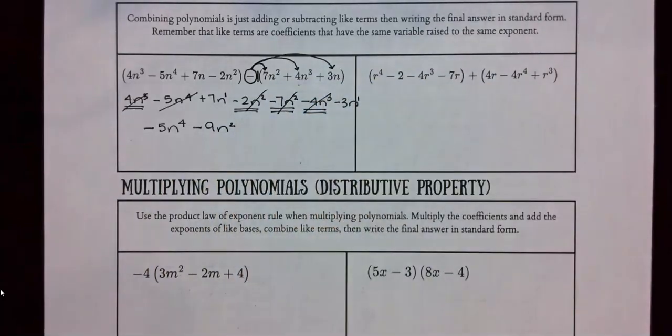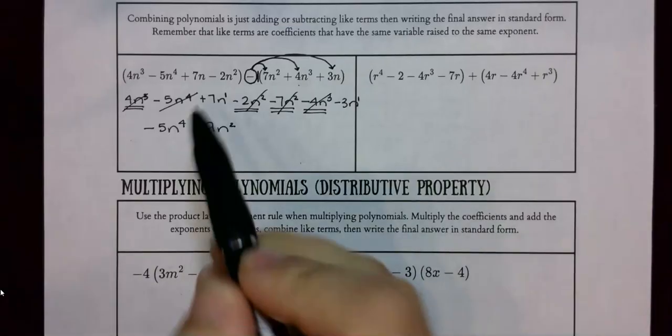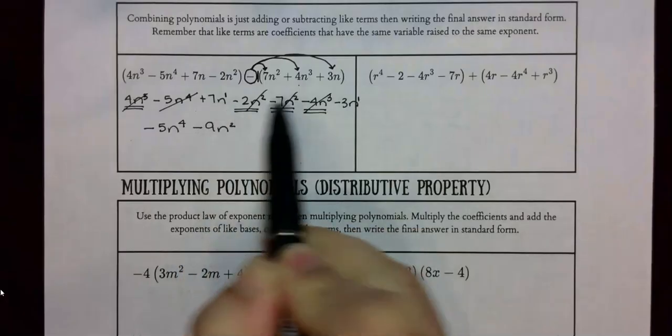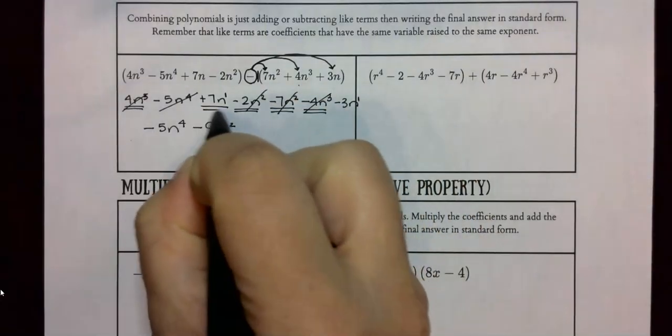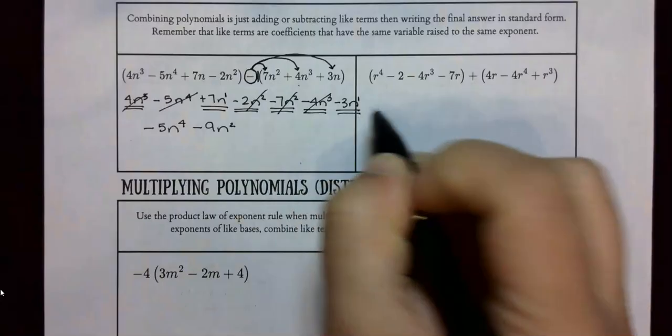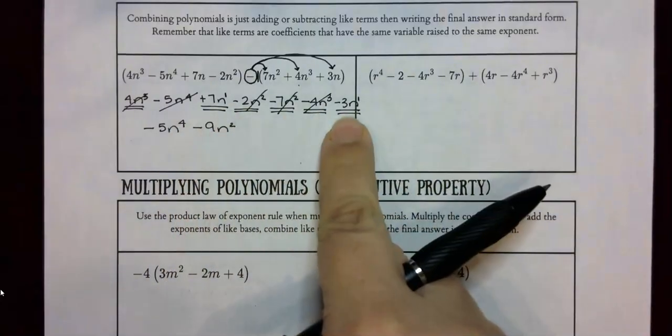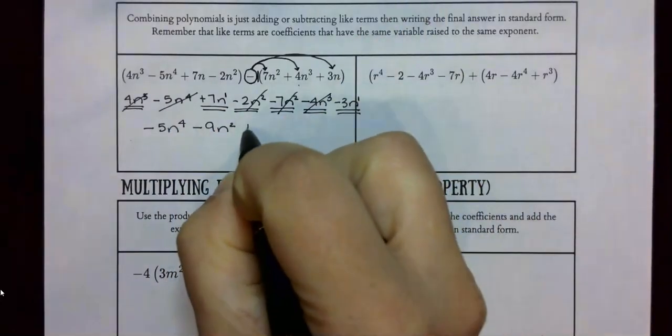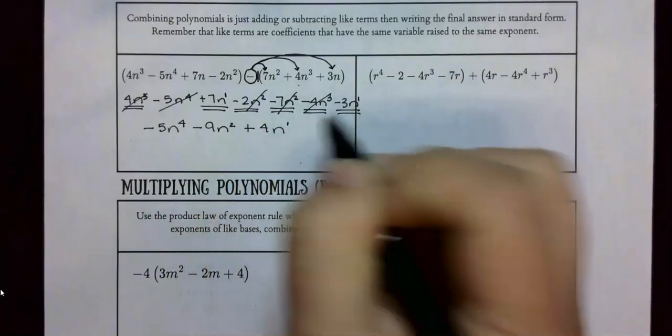And there you go. So negative 2 minus 7 gives us negative 9. We bring down the n squared. And the only thing that's left over are these n to the 1 power. So I have this 7 and this minus 3. So 7 minus 3 gives us a positive 4n to the 1.